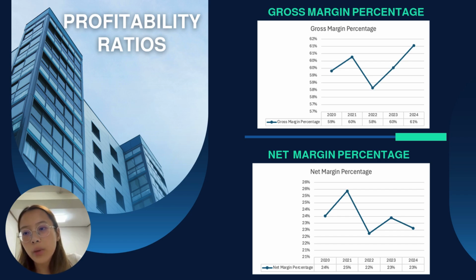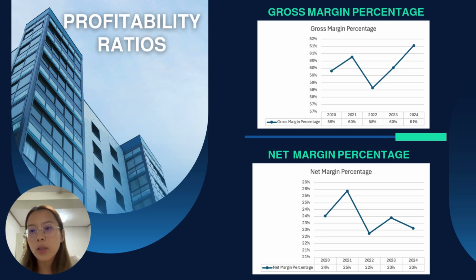This overall upward trend suggests improving cost efficiency in producing goods, potentially indicating better control over production costs or stronger pricing over time. Next, net margin percentage. It shows how much of each dollar earned is actual profit. Net margin performance has been more volatile than the gross margin. It rose from 24% in 2020 to a high of 26% in 2021, reflecting stronger profitability.